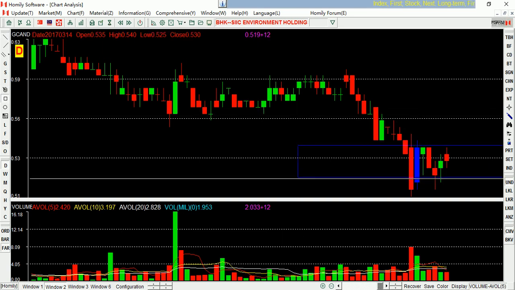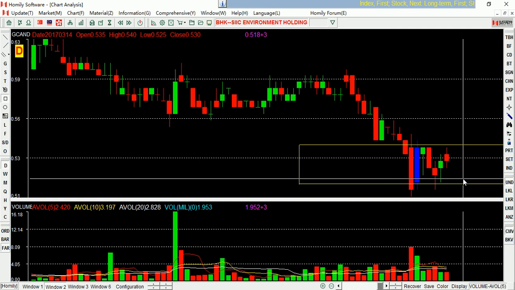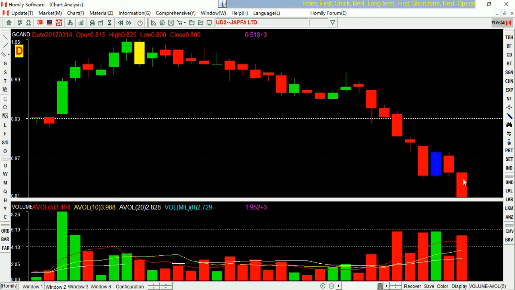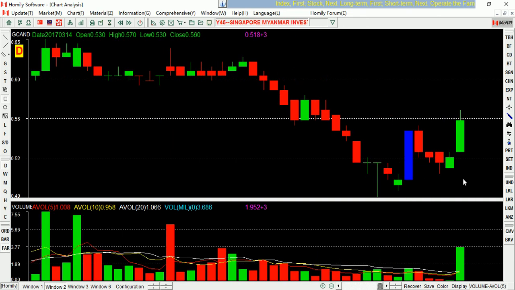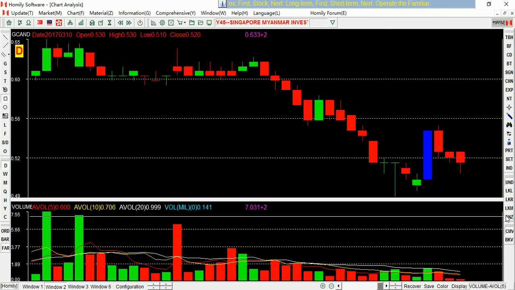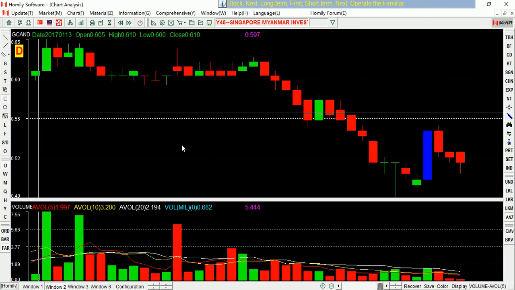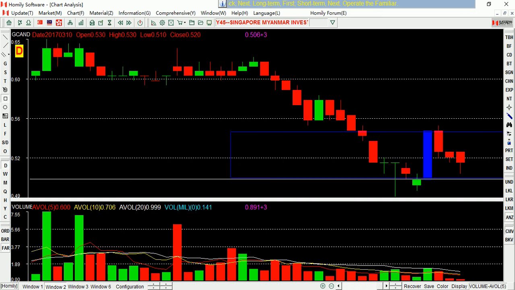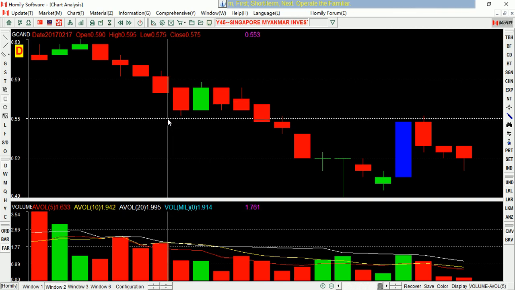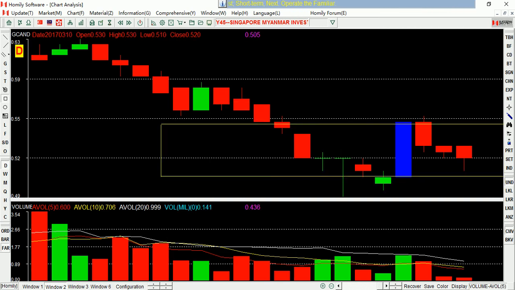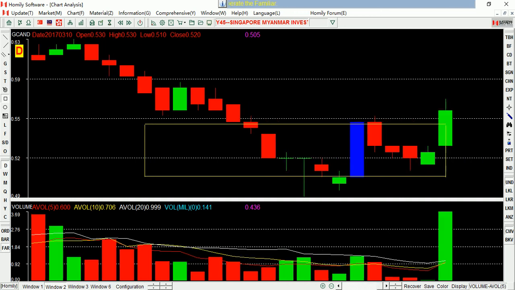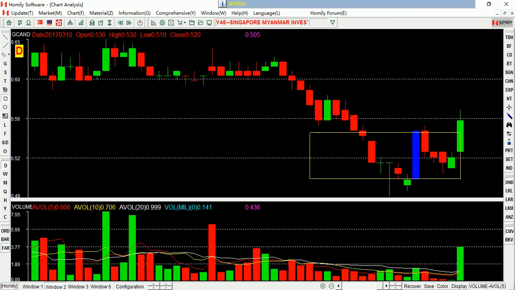Then we can draw the line. Here is the support. Okay. The next one here, buy or not? No. Okay. So this one, buy or not? Wait and see. And you can draw the candlestick. Touch the support, right? Then upward breakout. So maybe have a chance. Okay.